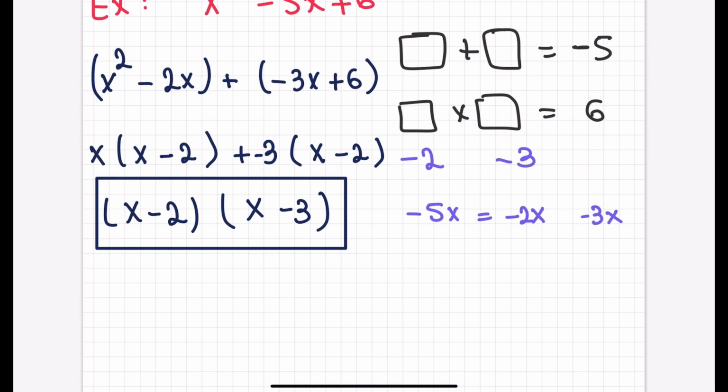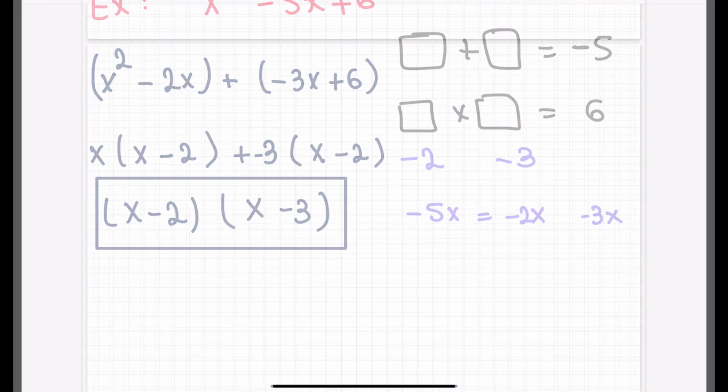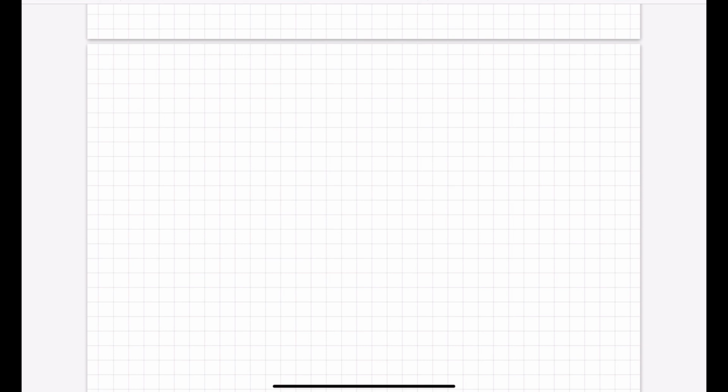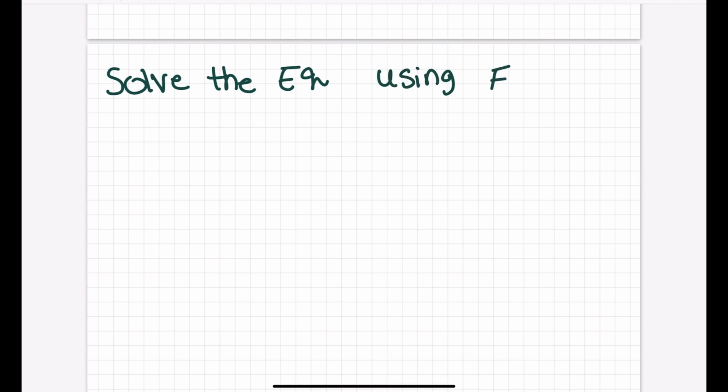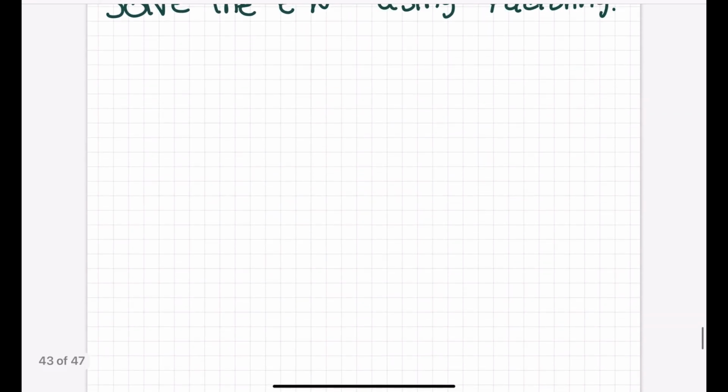Okay, so let me give you another example. In this example, let's solve the equation using factoring. So what I have here is x squared plus 7x plus 12. That equals 0. So let's solve for it.